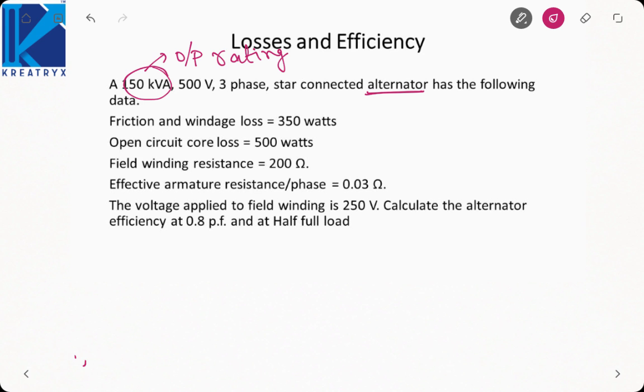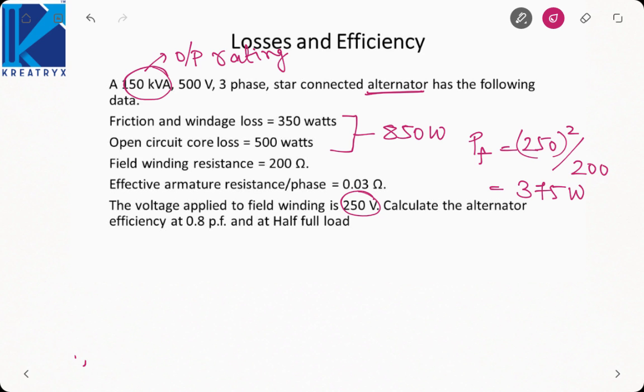Now if you see, we have friction and windage loss and the core loss. These two will combinedly be called rotational loss, so that is 850 watt. We have field winding resistance, we have field winding voltage. Now we know in the field winding we have DC supply. So what is the field loss? Field winding voltage square by field winding resistance. So this is 375 watt. We need to find the alternator efficiency at 0.8 power factor and half of the full load.